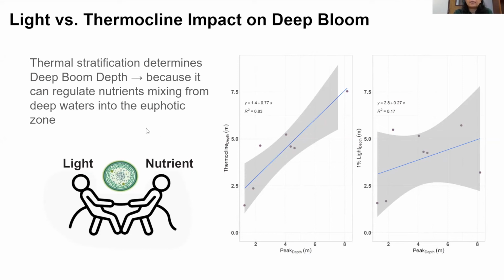So we can say that the thermal stratification determines the deep bloom depth because it can regulate the nutrients, because the cyanobacteria can regulate their nutrients, and even sometimes they can access the nutrients from the very bottom of the lake if they can release the phosphate or nitrogen. And what dominates the presence of the cyanobacteria below the thermocline is the hydrodynamics of the lake.